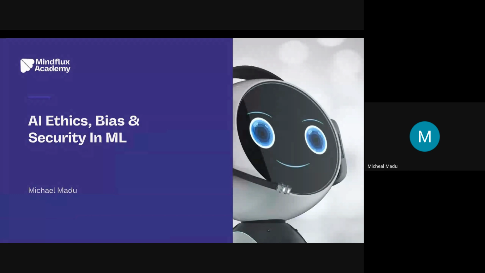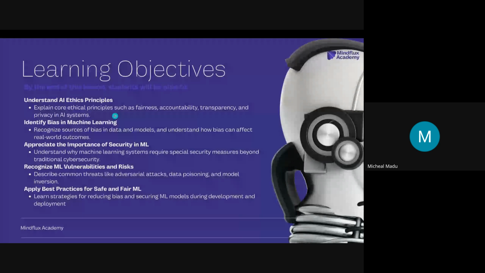All right, so like I said, we're looking at the human side of these things and how to go about it. So here are the objectives we'll be looking at today. By the end of this lesson, I'm hoping that we'll be able to understand AI principles, right? Understand what fairness, accountability, transparency, and privacy mean as they concern AI systems.